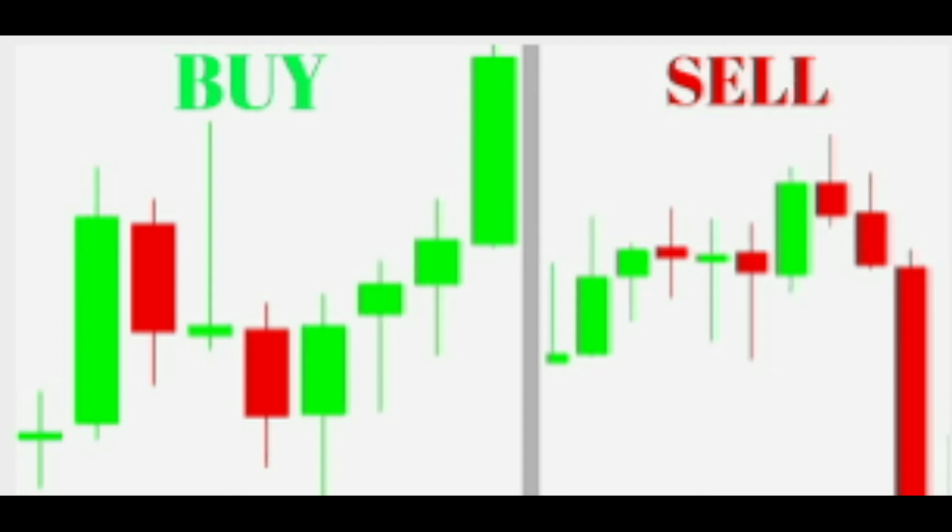Also, for the sake of example, in the picture you see a buy on the left and a sell on the right. So if the market was going down into a sell, your candles would be going downward, like in the picture on the right side. If the market was going up, it would look more like the left side.